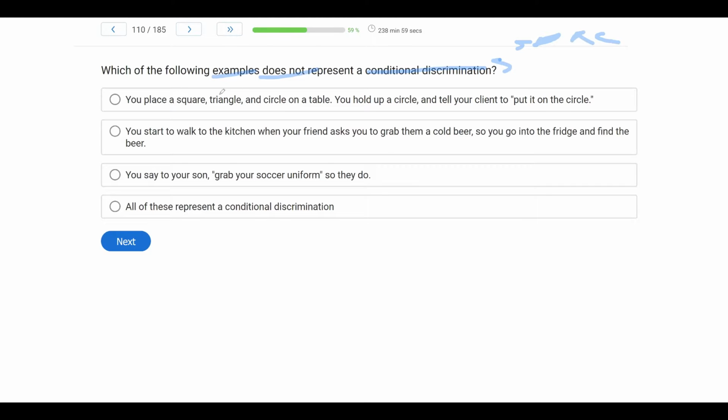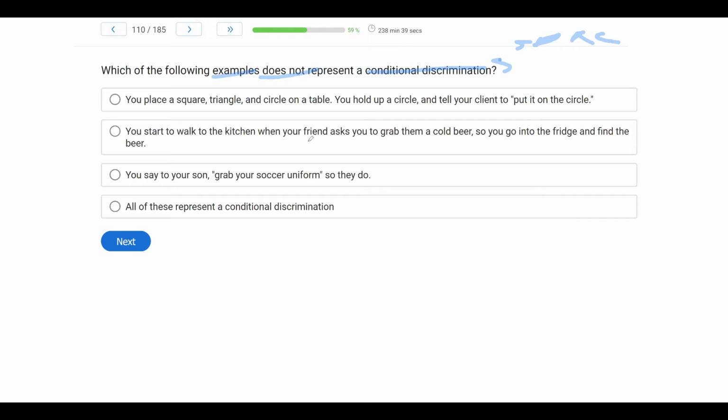Look at A. You place a square, triangle, and circle on a table. You hold up a circle and tell your client to put it on the circle. So the SD is going to be saying to your client, put it on the circle. The extra stimulus leading to discrimination is holding up the circle. So A would be conditional discrimination.